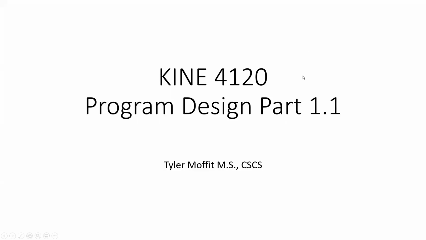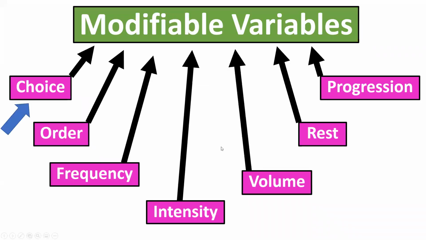All right, welcome back for Program Design Part 1.1. This is where we get into a little bit more of the nitty-gritty of our modifiable variables. First one being exercise choice. So what exercise do I do today? What exercise do I do next? What exercise do I do tomorrow? Which ones am I going to perform?